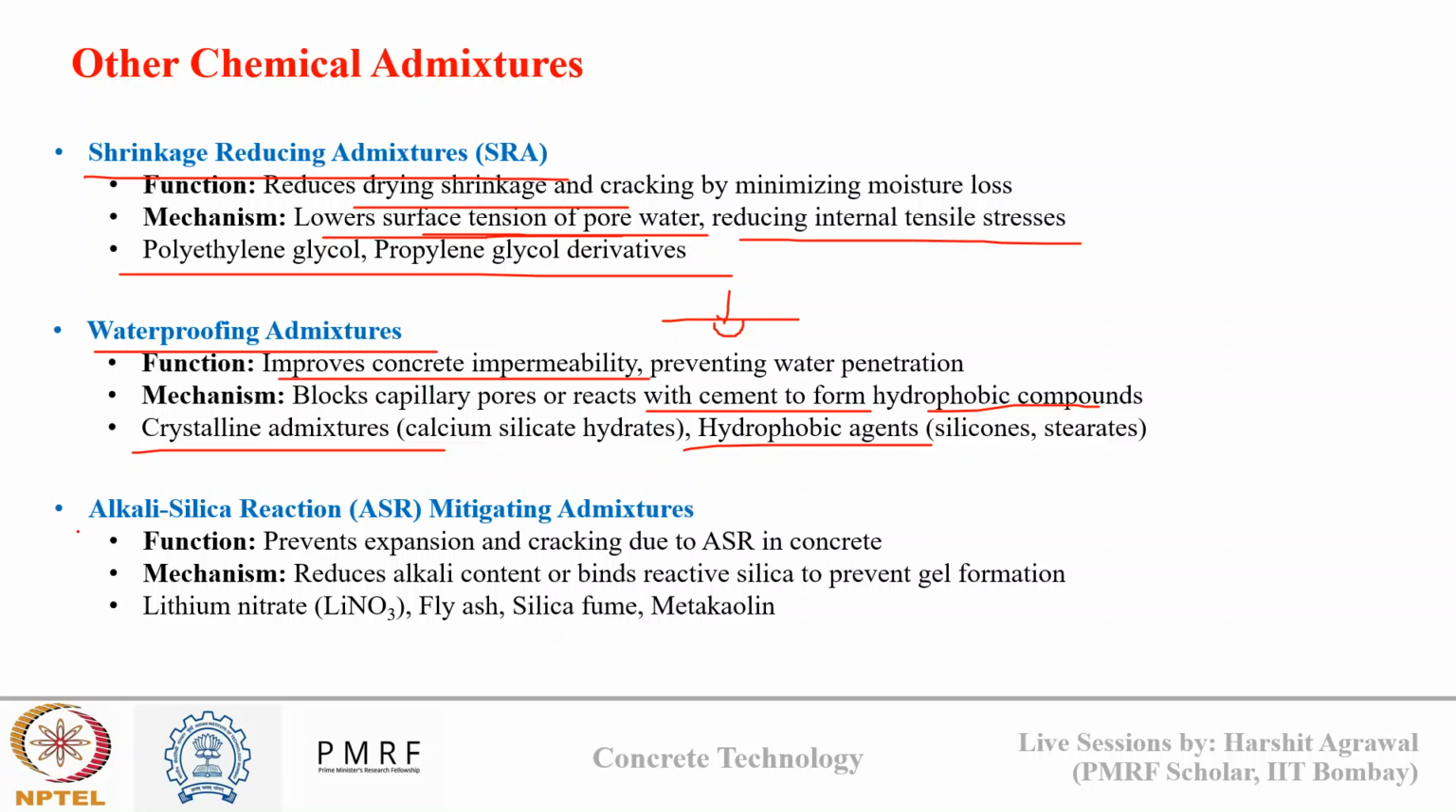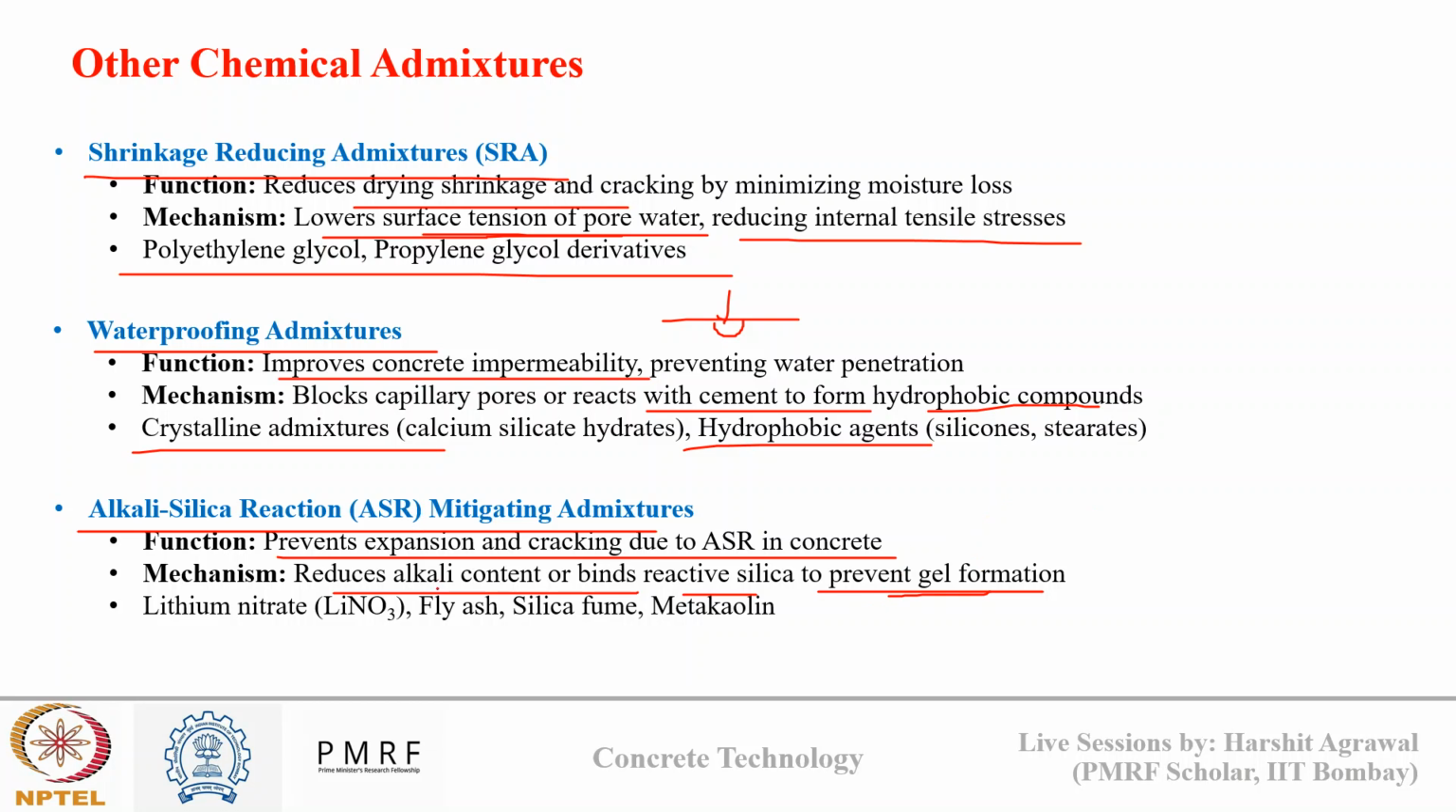We have alkali silica reaction mitigating admixtures. They prevent expansion and cracking due to alkali silica reaction in concrete. They reduce the alkali content in concrete and bind the reactive silica in the aggregate to prevent gel formation, like we discussed earlier. Reactive silica and alkali in my cement paste can react to form gel, which causes expansive stresses in concrete.